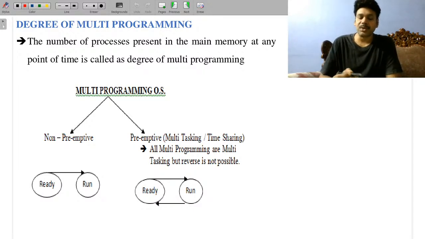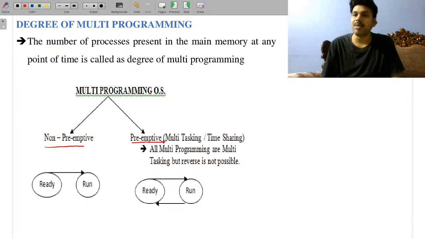In multiprogramming, there are two varieties. One is non-preemptive based, the other is preemptive based. Preemptive means there is a cycle between your ready queue and the run state. In non-preemptive, once a process is assigned to the CPU, it is not preempted; it has to be completed first, and only then will another process be assigned to the CPU.